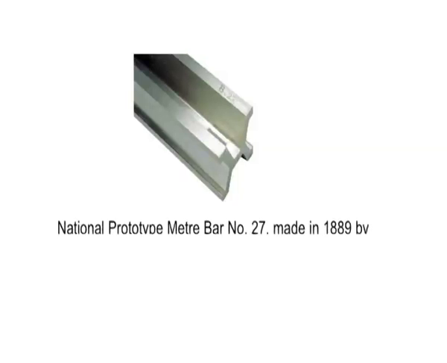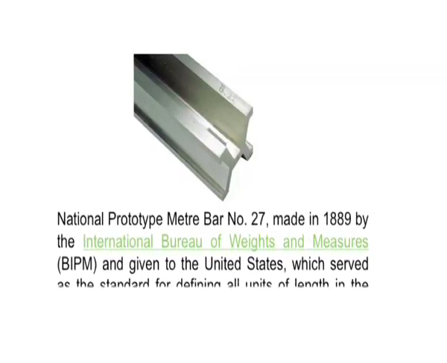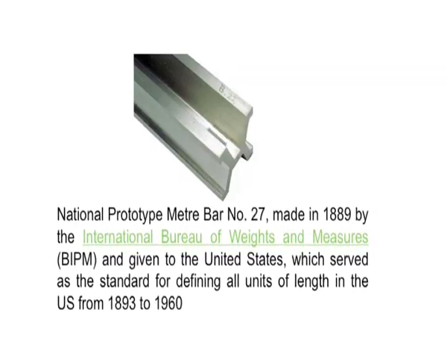Similarly, a platinum iridium cylinder was constructed equal to the mass of 1 cubic decimeter of water as a working standard for mass. The picture shows the national prototype meter bar number 27, which was made in 1889 by the International Bureau of Weights and Measures and given to the United States, which served as a standard for defining all units of length in the US from 1893 to 1960.